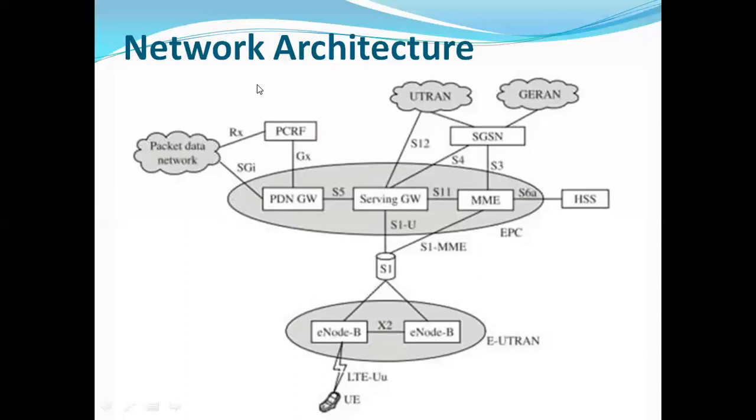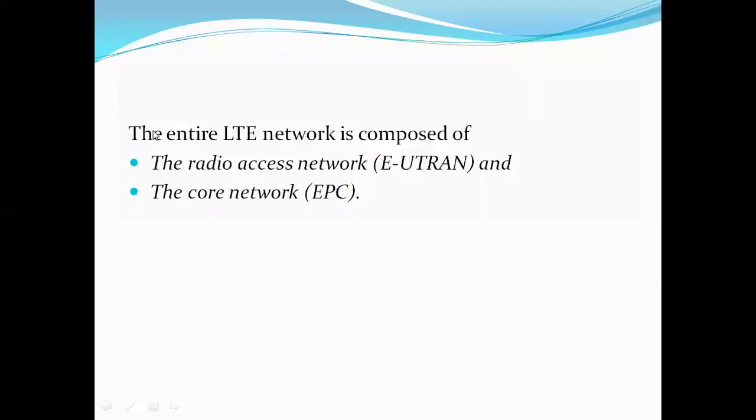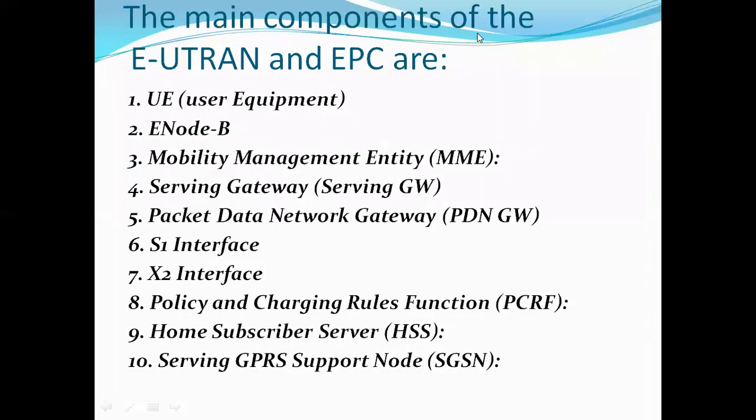Okay, so the next topic we are going to discuss is the long-term evolution network architecture. This is the diagram. The entire long-term evolution network architecture is composed of the radio access network, that is EUTRAN, and a core network. And these are the main components of the EUTRAN and EPC. These are listed here based on the diagram.